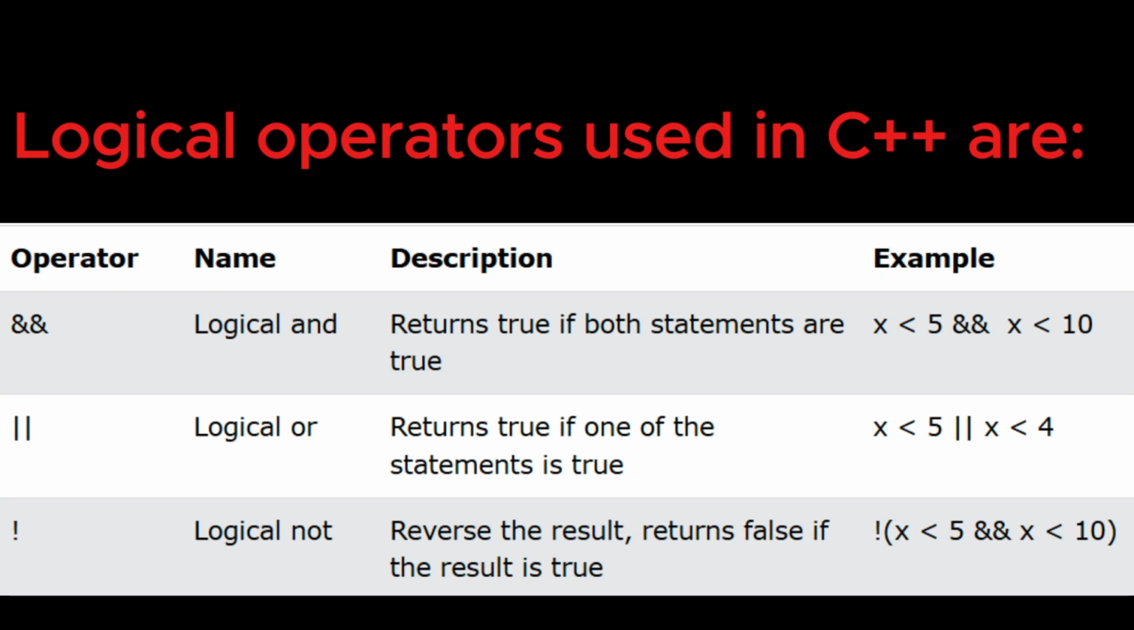The second one is logical or. It returns true if one of the statements is true. For example, x less than 5 or x less than 4. The last one is what you call logical not. It reverses the result. It returns false if the result is true. For example, not (x less than 5 and x less than 10). This normally would be true, but because of the not, the result is false.